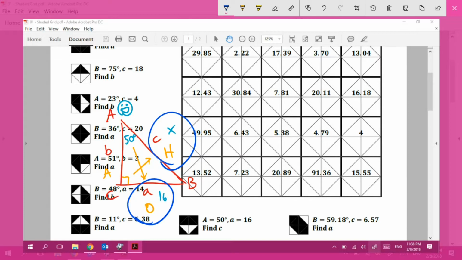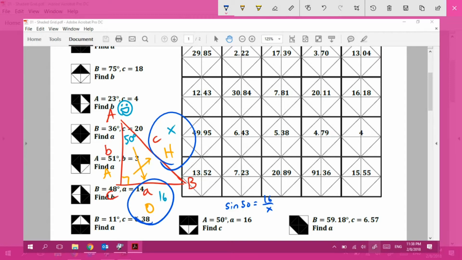Okay, so anyways, we're going to write sine of, what's the degrees that they're giving us? 50. So sine of 50 equals, this time opposite over hypotenuse. Opposite is 16 over the hypotenuse, which is x. Whoa, this looks different because the x is on the bottom. What am I supposed to do on this one?